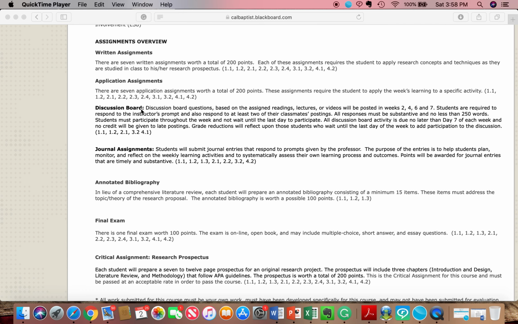Those pieces are what our written assignments are going to be. There are 7 written assignments in this course, and you will complete each one of those on a weekly basis. Those written assignments will then be the piecework for our research prospectus, your critical assignment. There are also application assignments. These are going to be weekly as well, where you're going to apply the information that we talk about that week and put it together towards a specific activity.